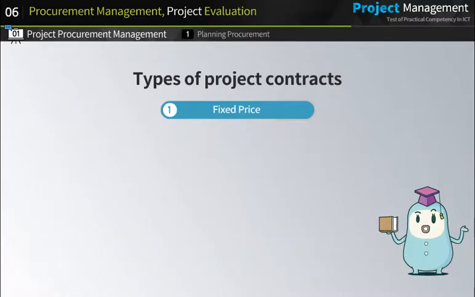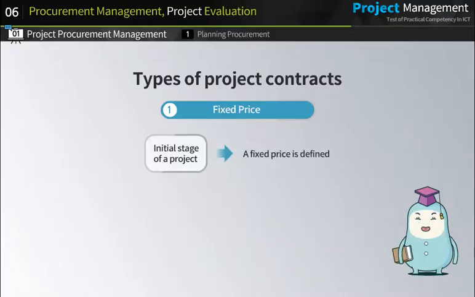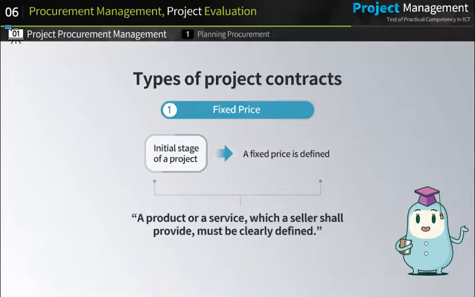The fixed price contract is one in which a fixed price is defined in the initial stage of a project. A product or a service, which a seller shall provide, must be clearly defined.